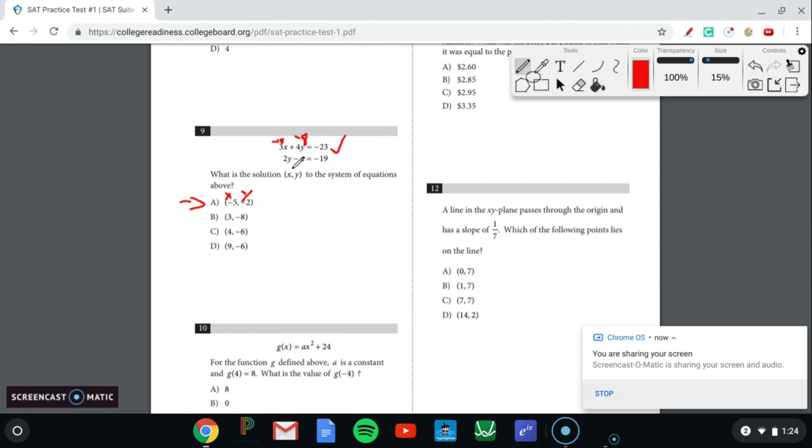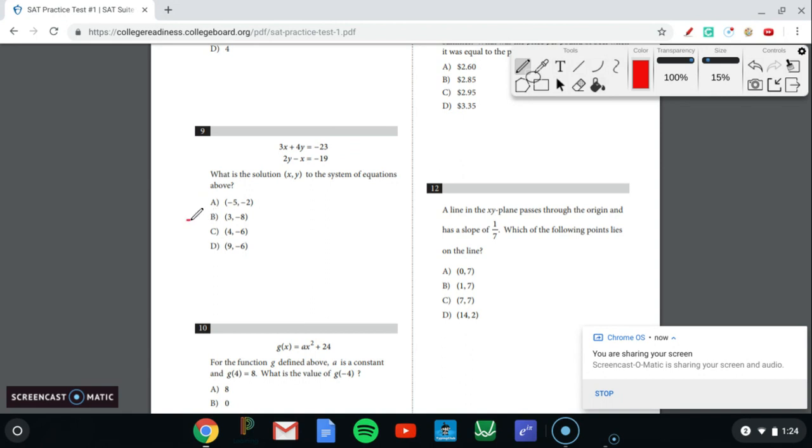But we have to plug it into both equations. If we plug in the second one, 2y, y is negative 2. So that's going to be negative 4. Now remember, minus x, since x is negative 5, minus a negative 5 is the same thing as plus 5. Negative 4 plus 5 does not equal negative 19. It equals 1. So choice A does not work because it does not work in both equations.